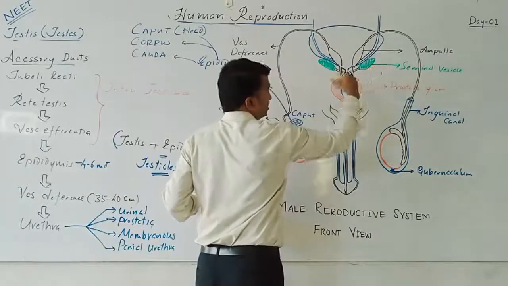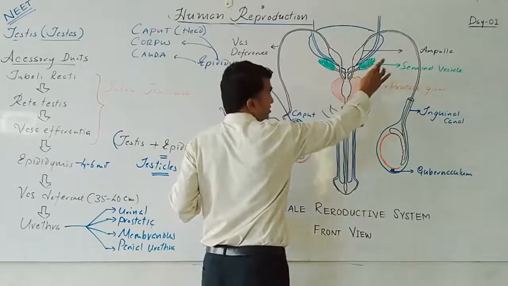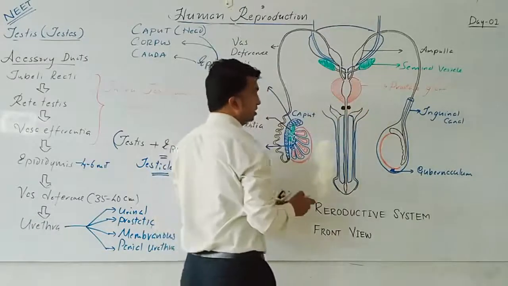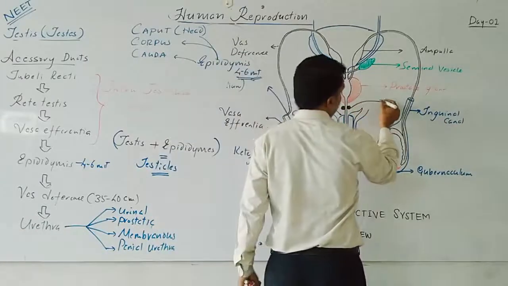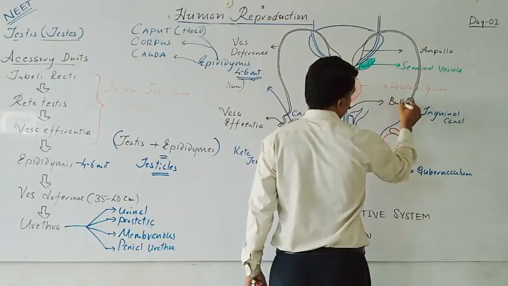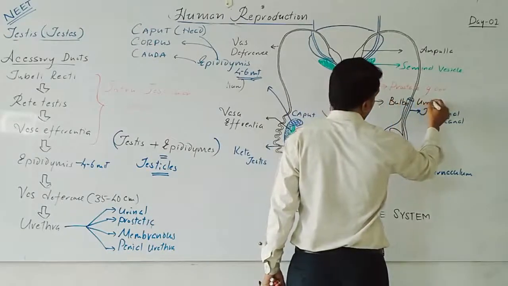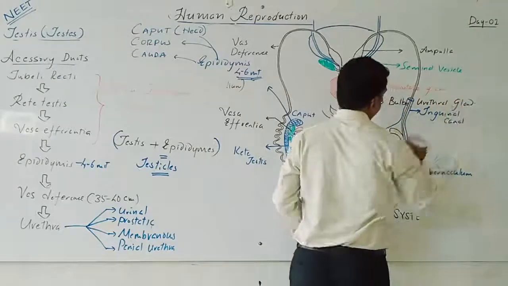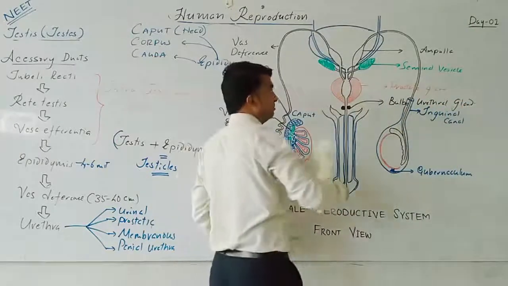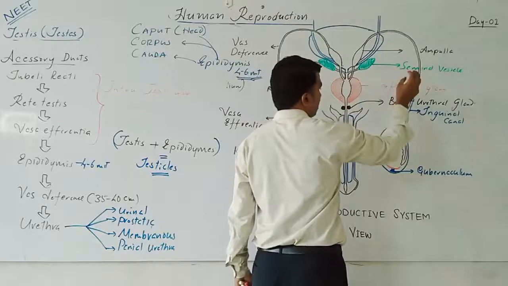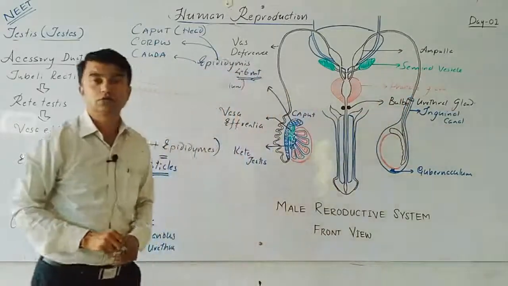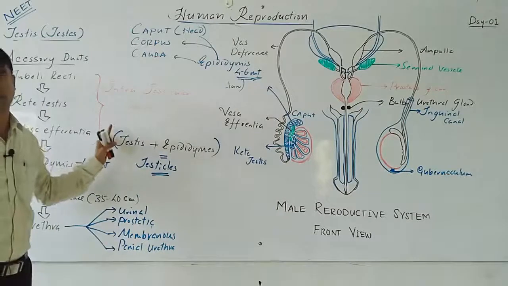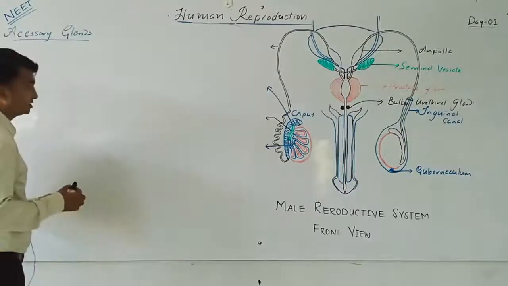Still the accessory glands are there: the seminal vesicle, prostate gland, and bulbourethral gland. Now we are going to cover these three parts, that is seminal vesicle, prostate gland, and bulbourethral gland. What they secrete and how they are functionally important, we are going to do now.